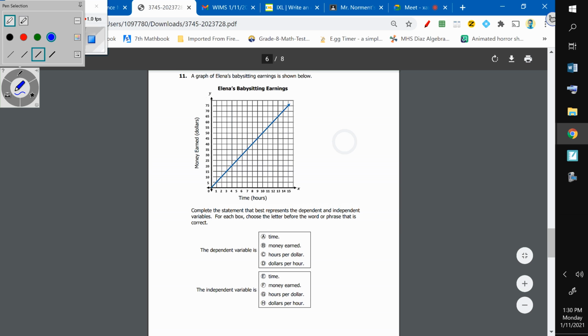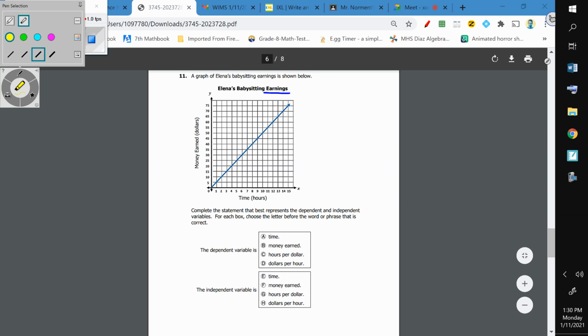Yes, just enough. Okay, this is a graph of Elena's babysitting earnings, as shown below. So here's the graph. These are her earnings, and this is how much she earned based upon how many hours she worked. So for example, when she worked for 5 hours, right here, she made $25. And I'll be honest, that's a really low wage. That's like old school. That's like 1980s wage. You should definitely be making more if you're babysitting.